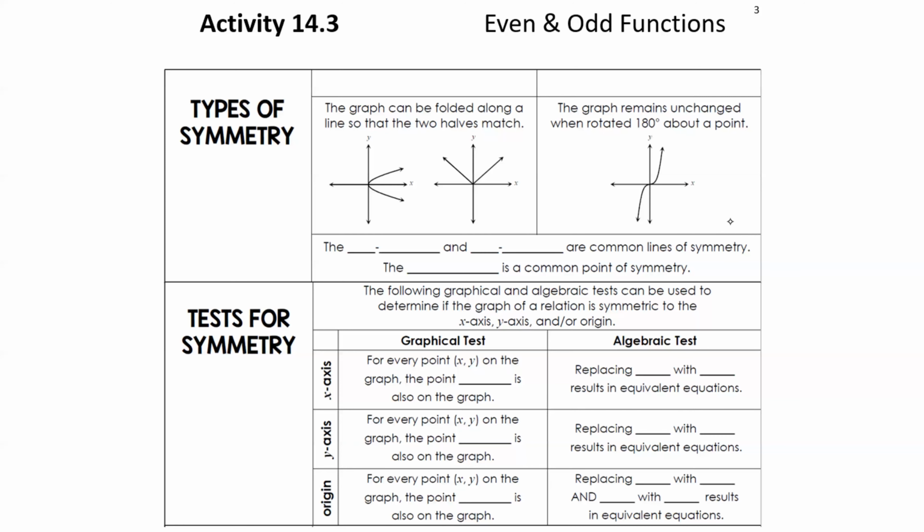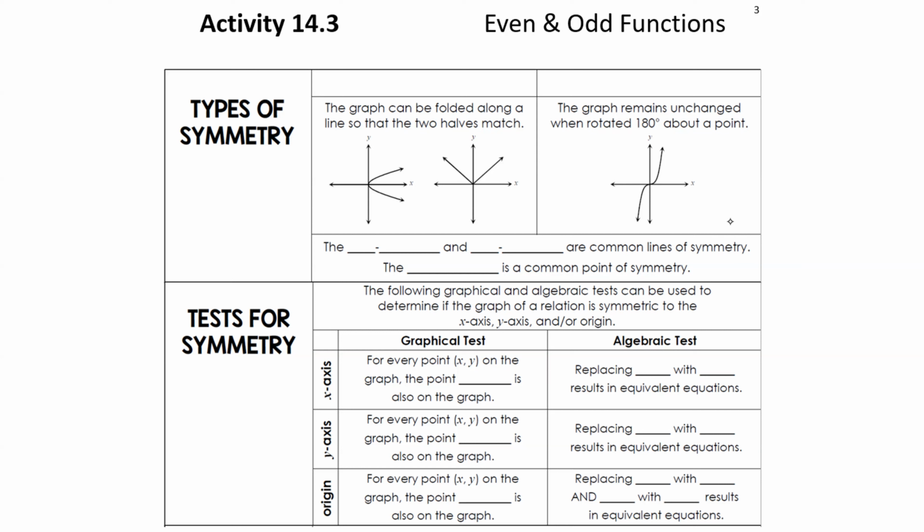All right, guys, today we are learning about even and odd functions. And the way we determine even and odd functions is about the symmetry. So these are the types of symmetries you'll see. When I say symmetry, I mean we can fold the graph and the halves will match. If you fold it, it'll be on top of each other.